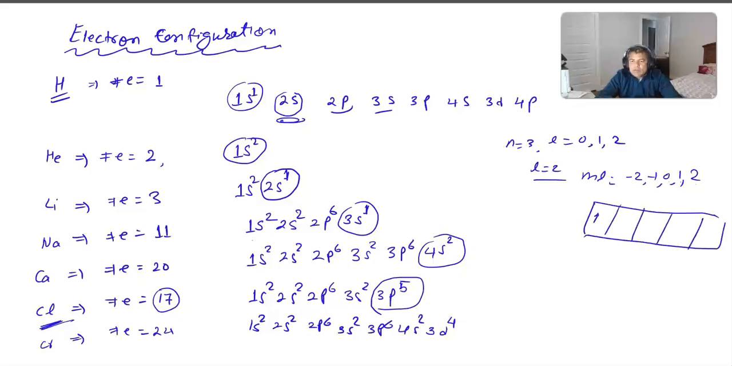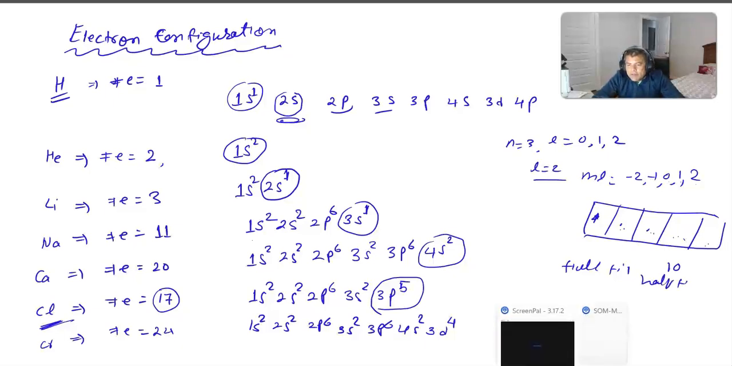This is d. D can have 1, 2, 3, 4, and 5 orbitals. This can have 2 electrons, this can have 2, this can have 2, this can have 2, this can have 2. So if fully filled, it should have how many electrons? It has 2, 2, 2, 2, 2, meaning 10 electrons. If it is half filled, it has how many? 1, 2, 3, 4, 5 electrons. If it is half filled, it should have 5 electrons. If it is fully filled, it should have 10 electrons.